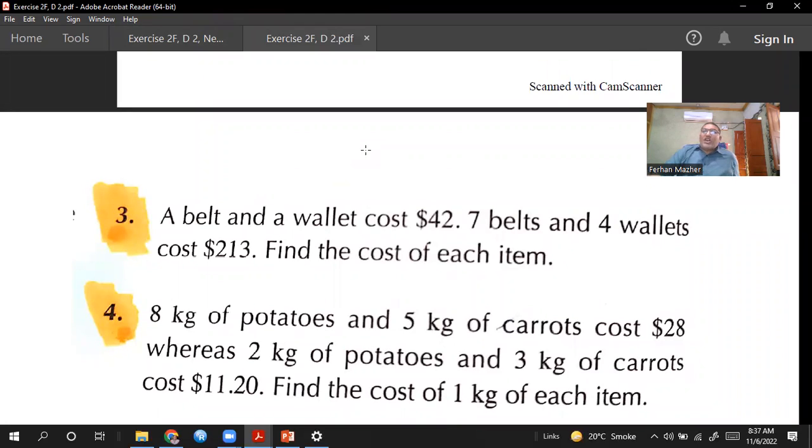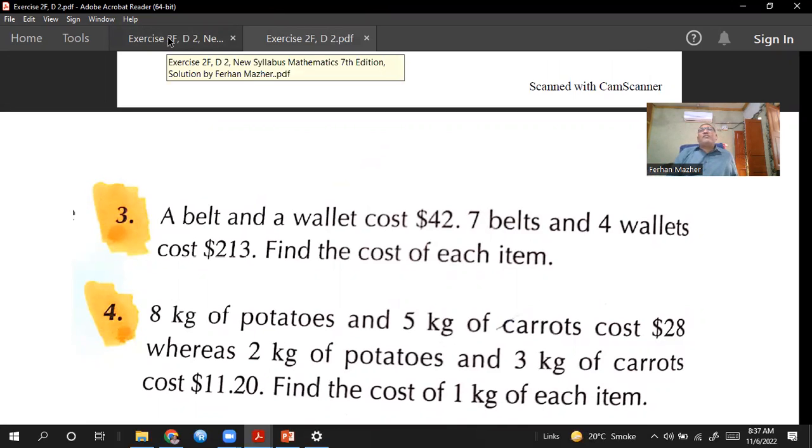So now we are on question number 3. He says a belt and a wallet cost $42.7 belts and 4 wallets cost $213. Find the cost of each item.